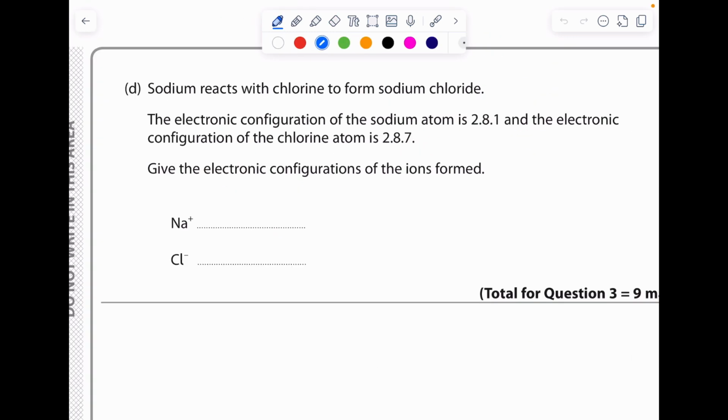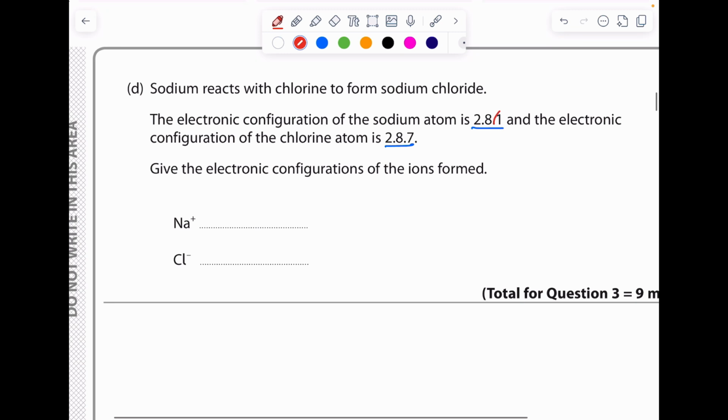So we're told here that sodium is reacting with chlorine, and we've got electron configurations for sodium and for chlorine. Give the electron configuration for the ions formed. What's going to happen when they react is this electron here is going to be transferred to the chlorine. So that means my sodium will be 2,8 and my chlorine will be 2,8,8. So my chloride ion will be 2,8,8.